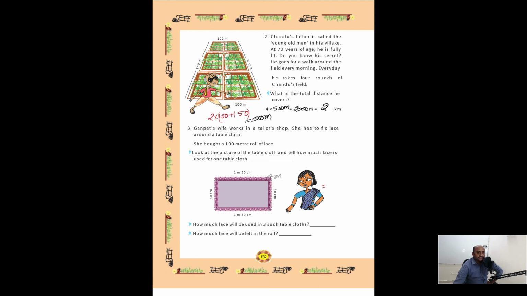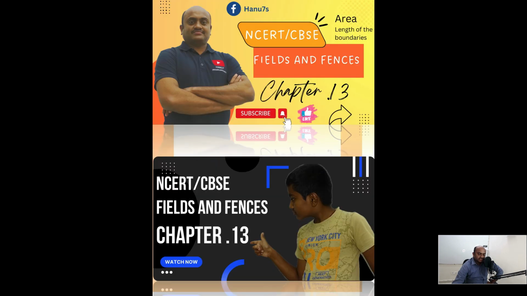Okay. And Ganpat's wife, she works in a tailor shop. She purchased a 100 meter roll of lace, and then she is going to check how much is required for this particular cloth which is shown here. It is 4 meters. Okay. And then for such 3 cloths it is 12 meters, and how much is left is 88 meters. Okay. So here we'll stop today, and we will meet in part 2 soon.